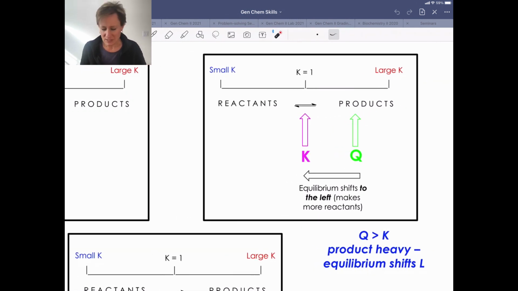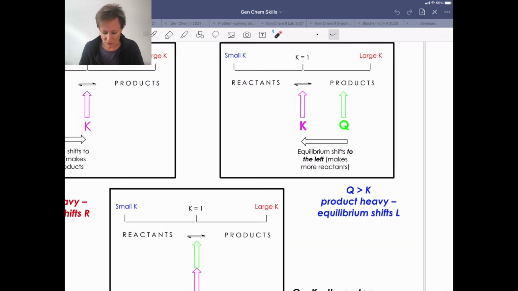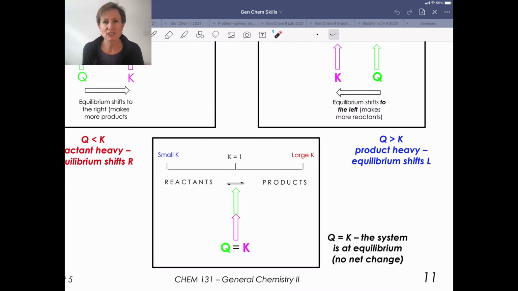Let's go on the flip side. Let's imagine that Q is greater than K. In that case, we're more on the product side than we're supposed to be. We'd say that we're product heavy. In that case, our reaction would need to shift left. We'd actually need to do the reverse reaction and make more of our reactant in order to reach our equilibrium mixture. Now, if Q is equal to K, that's where both of these reactions are trying to go. Both of these situations are trying to have Q equal to K. And if Q equals K, then you are at equilibrium.